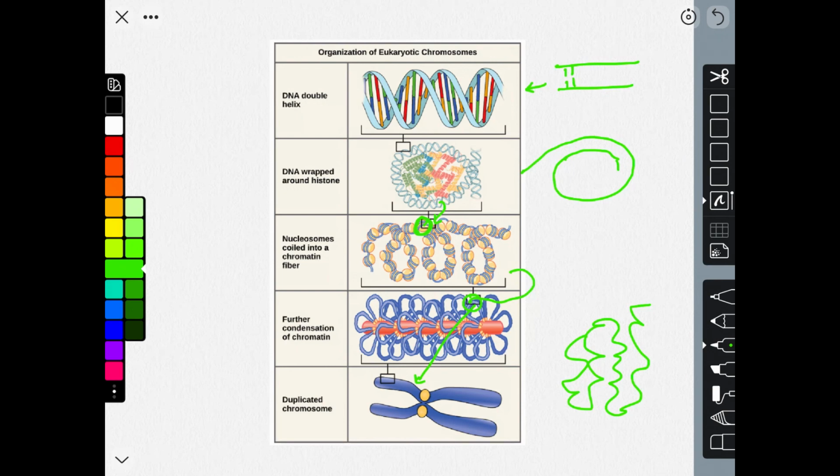And then when the cell is getting ready to divide, it makes these sort of thick, discrete chromosomes, okay, that look like this. So I'm going to be using all of these terms. I'm going to try to remember to remind you of what these terms mean, but just know that there is a lot of terminology in this section.